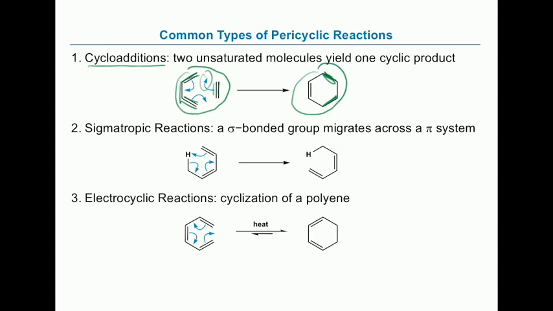That's the first case. Sigmatropic rearrangements, this is kind of like the tautomerism, sort of more or less. I have something like a sigma bond right here that I'm moving to a new position. The total bond content is the same.